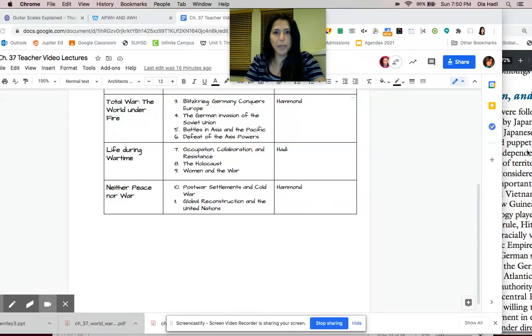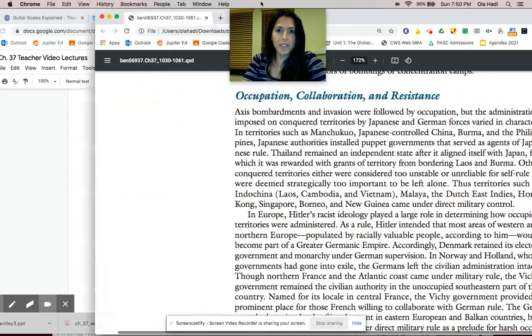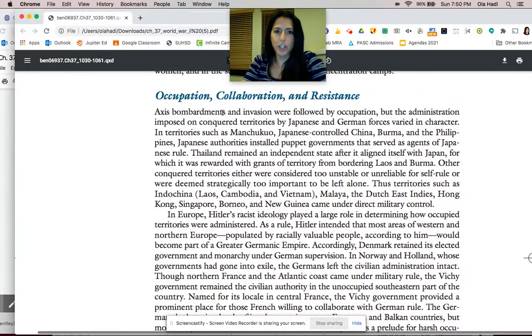We've been learning about Chapter 37 using the Traditions and Encounters textbook. We're going to pick up with this section from the Traditions and Encounters textbook on occupation, collaboration, and resistance. So first, let's just define these terms. Occupation is what happens when the power, whether that's an imperial power in terms of imperialism or in this case a wartime power, occupies that land and administers it.